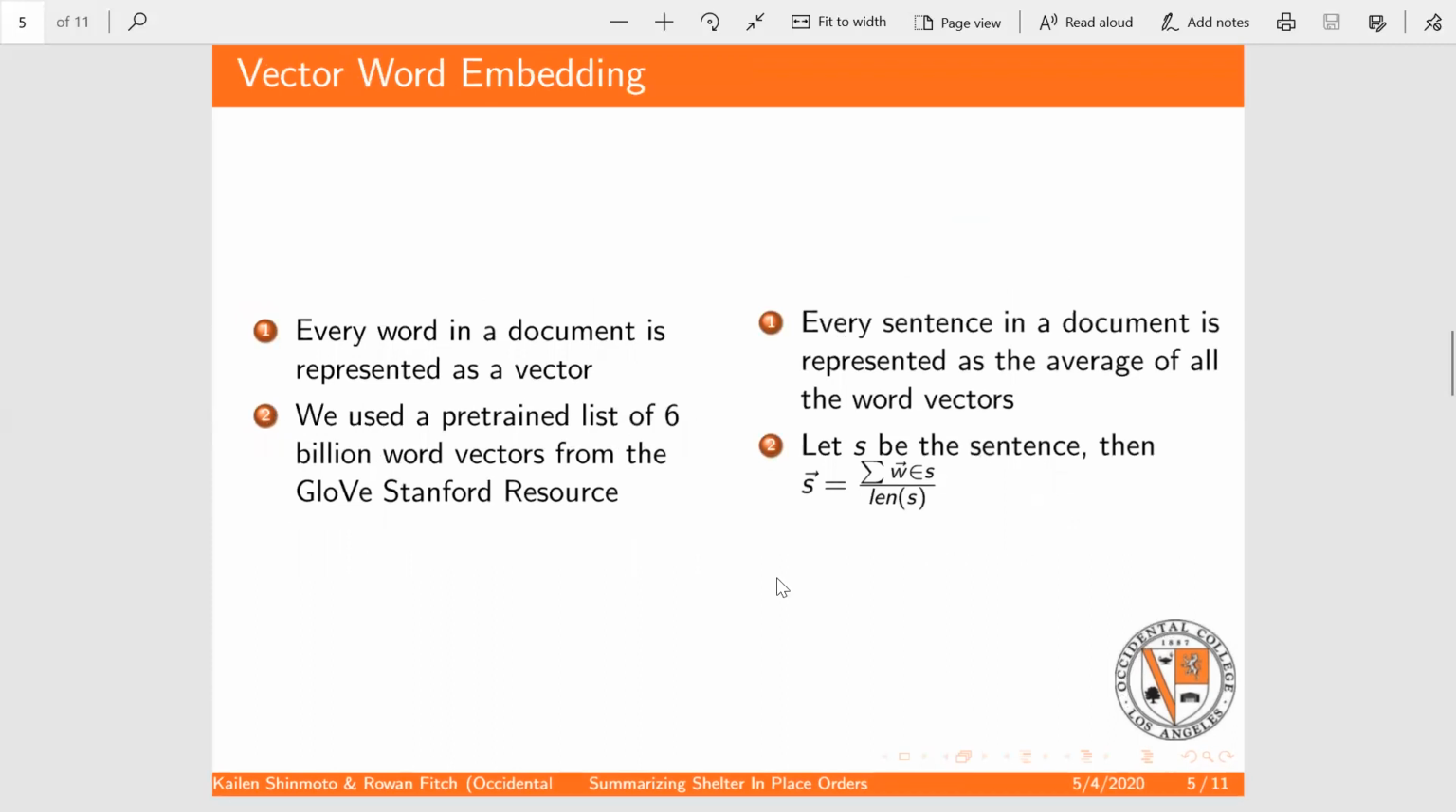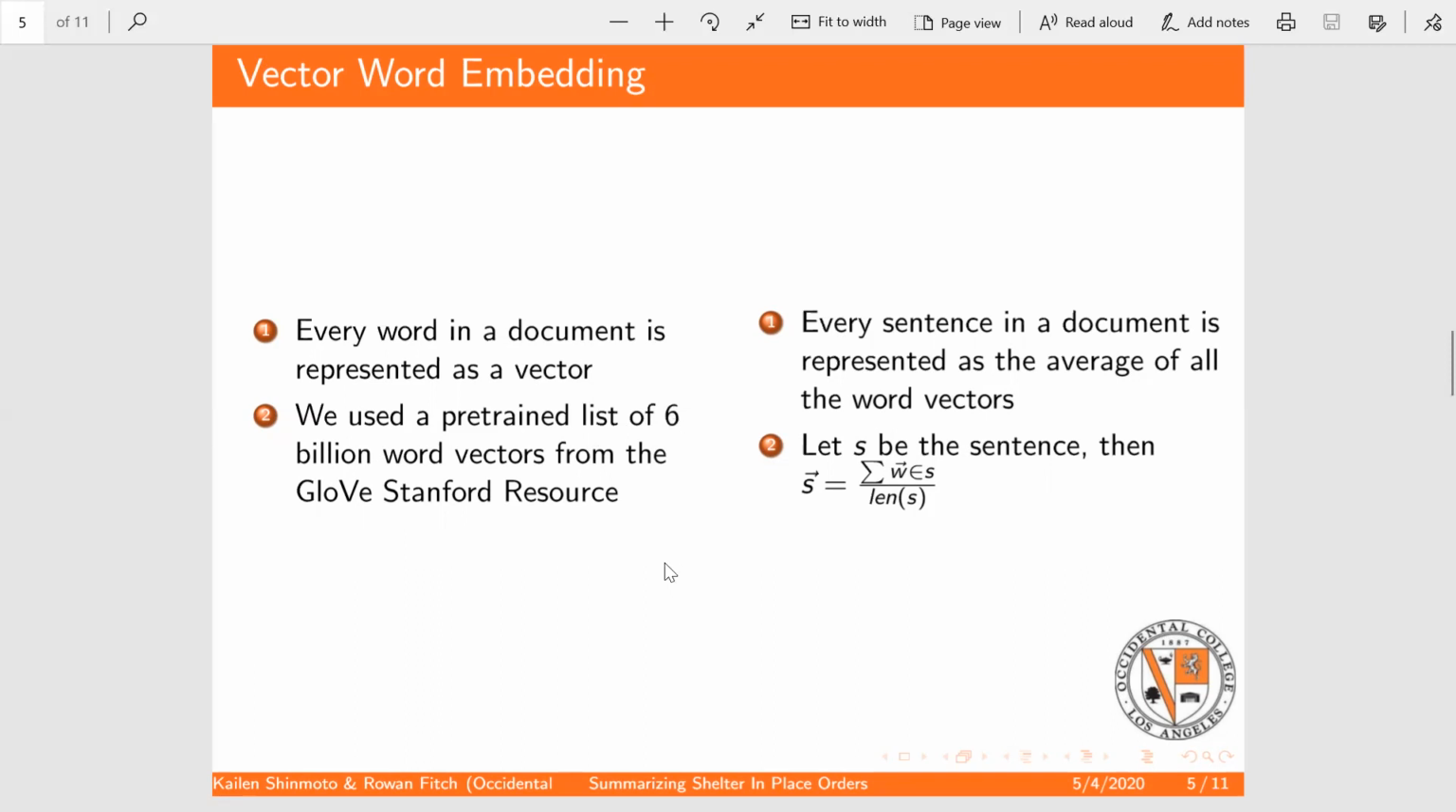All right, so the main method we used was vector word embedding. So what that is basically, every word in a document is represented as a vector. And to streamline this process, we use this resource called GloVe. It's a Stanford NLP resource. And what it is, it's a list of over 6 billion words that have been represented as vectors. And what that did is it just made the process of converting each word into a vector a lot easier, because we could just use this resource to look at the table.